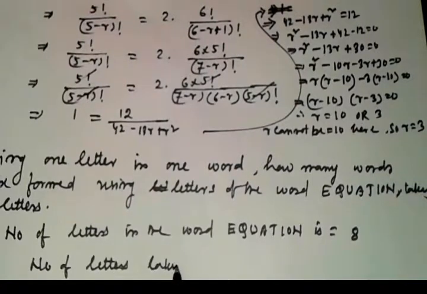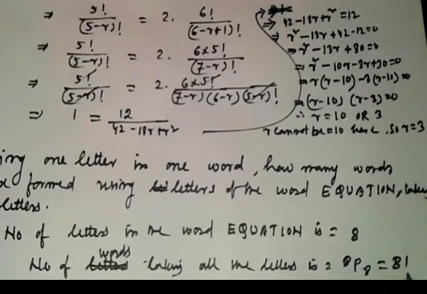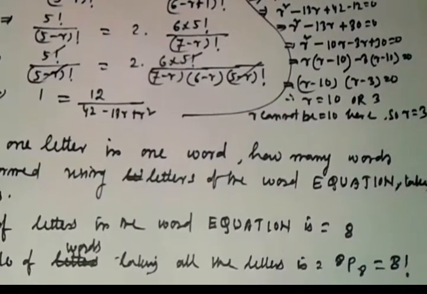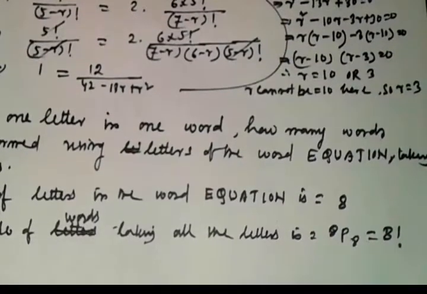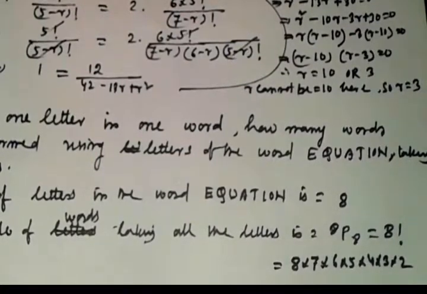So number of words, taking all the letters, is equal to 8P8, and this can be written as factorial 8. We can find out the value of factorial 8 by 8 into 7 into 6 into 5 into 4 into 3 into 2. We can easily find out the value from here.